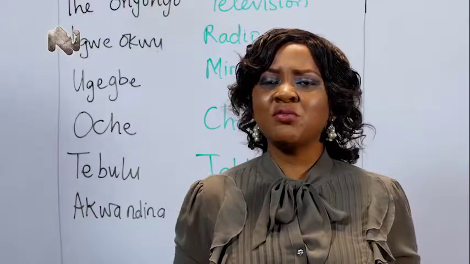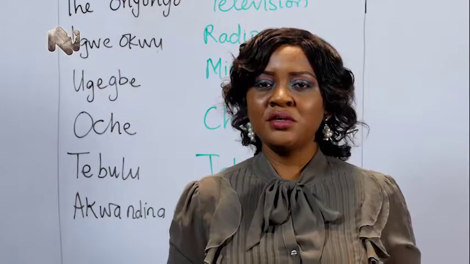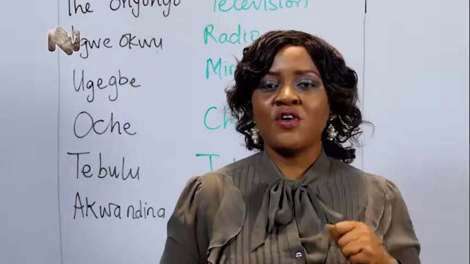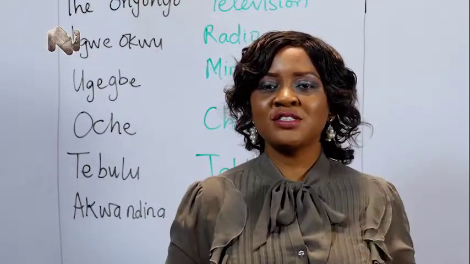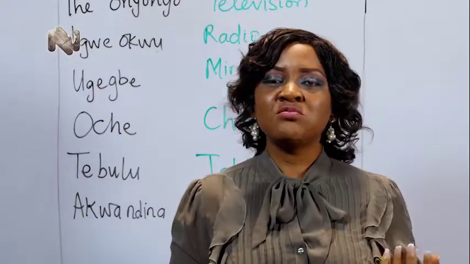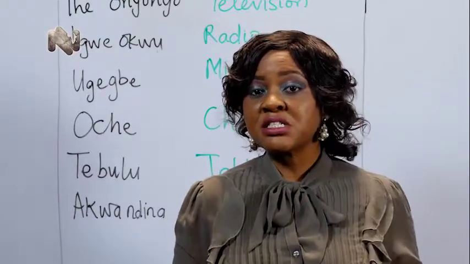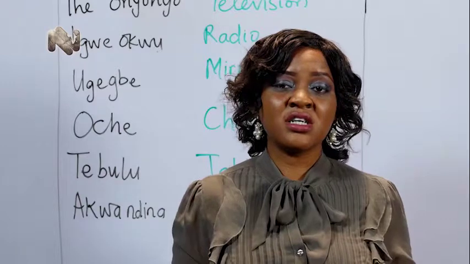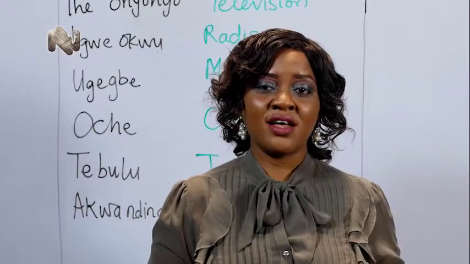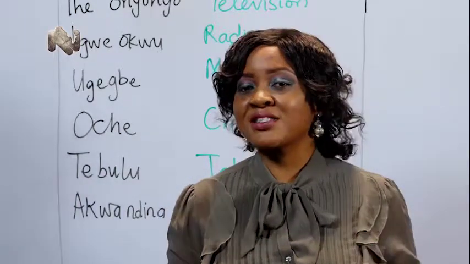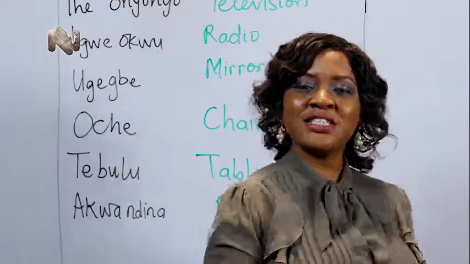Then we have what we call comb. Comb is mvo. We have other items like baskets. Basket is called nkata. Basket is called nkata in Igbo. Let's write them on the board.